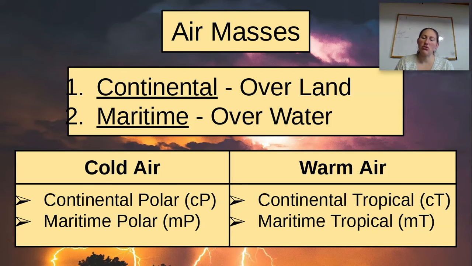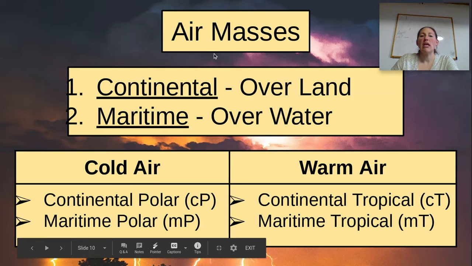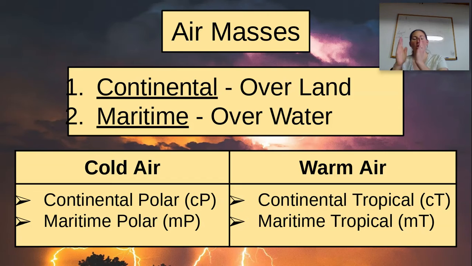Then looking at two other categories are cold air and warm air masses. Cold air masses could be over land or over water. So putting this all together, a cold air mass that's continental would be over land. Then adding the word polar is what makes it cold. So continental over land, polar means cold. So continental polar is a cold air mass over land.